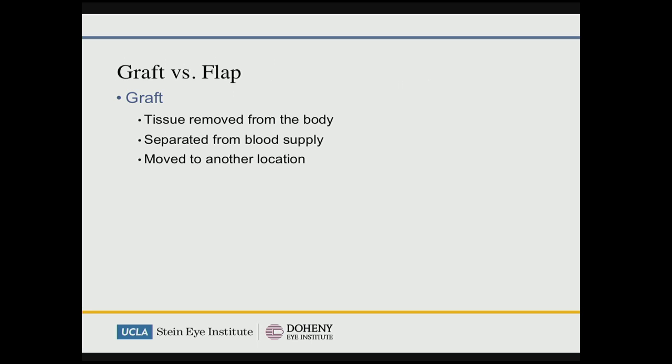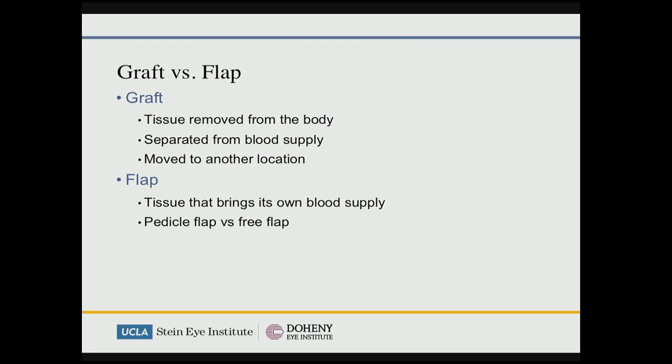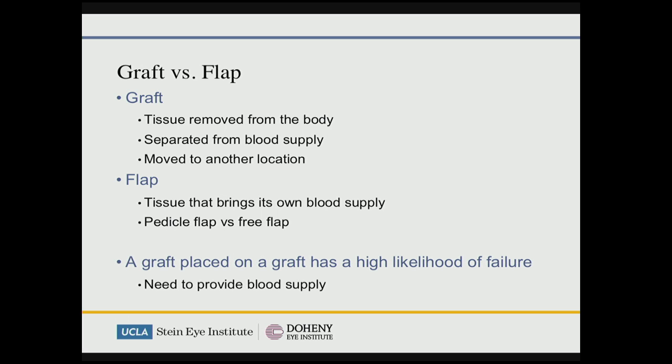A graft is tissue that's removed from the body, separated from its blood supply and moved to another location, whereas a flap is tissue that brings its own blood supply along with it. A graft placed on a graft has a high likelihood of failure. You really need to provide blood supply to the area.